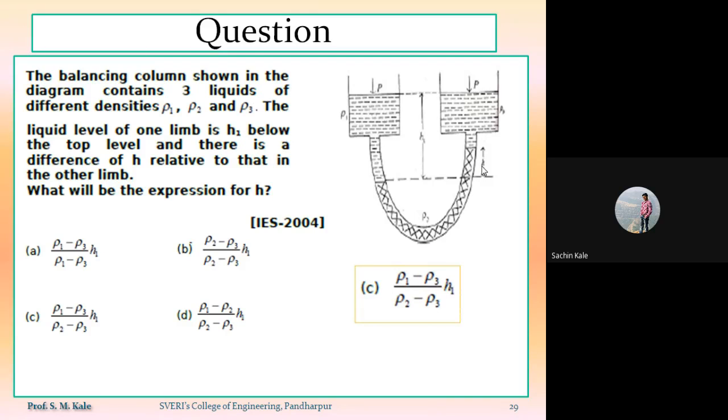So how to solve? Pressure intensity above the x-axis in right limb is equal to pressure intensity above the x-axis in the left limb.